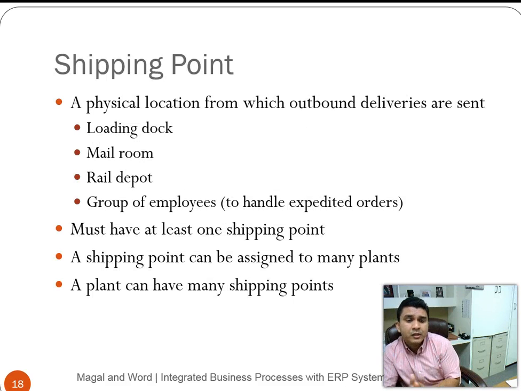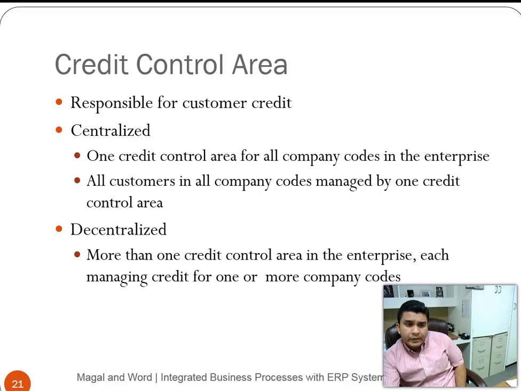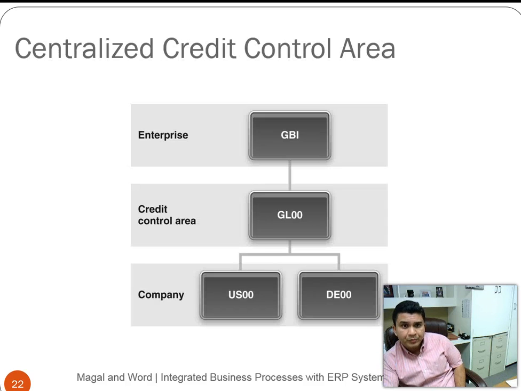Shipping points, the location for the outbound deliveries. So it could be a loading dock, it could be a mail room, it could be a rail depot. So it could be any of these. Now, the credit control area is responsible for doing the credit management. You could have centralized credit control area or decentralized credit control area.